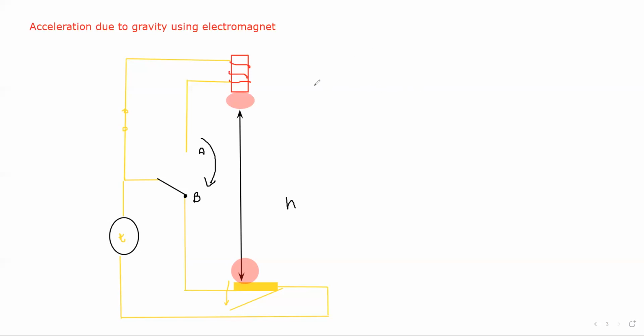Now, which equation will we use? We have the equation s = ut + 1/2 at². The initial velocity is 0 because it is a falling object. s is the height through which it is falling, and u is the initial velocity, 0, so this whole term will be 0. So this will be 1/2 times the acceleration due to gravity times the time squared, t².